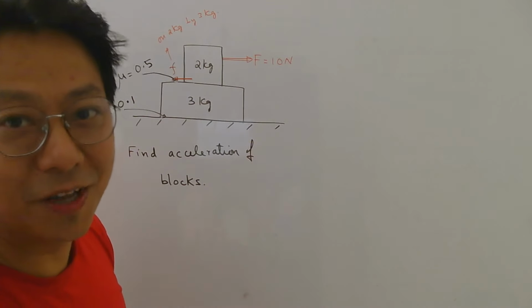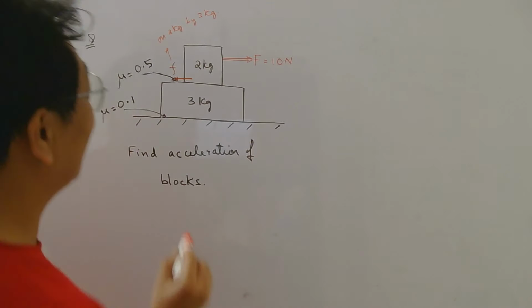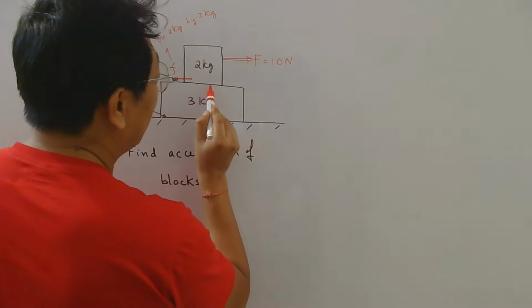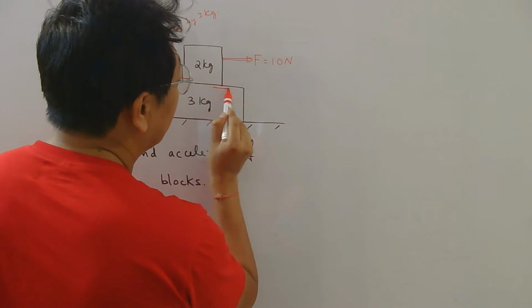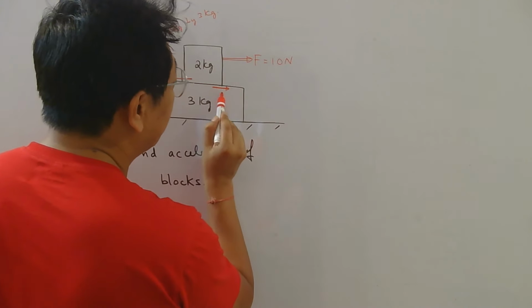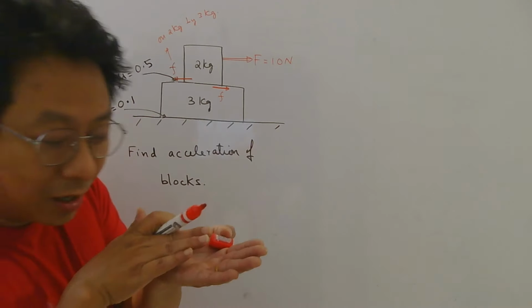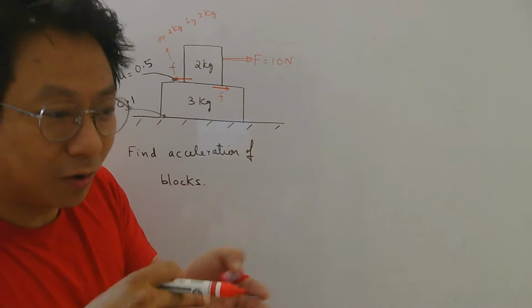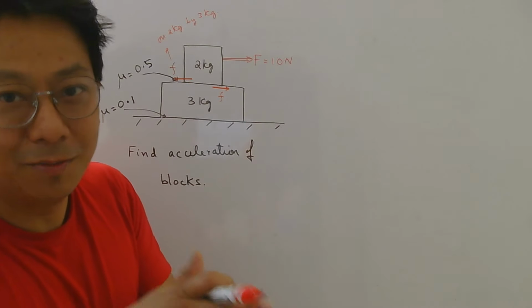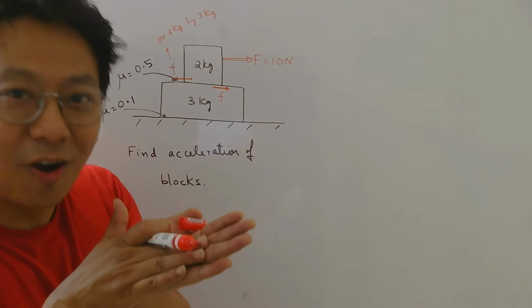Now every action should have an equal and opposite reaction. So the 2 kg block will exert friction on the 3 kg block this way. These two will be the same in magnitude. So when the upper one moves, it will say to the lower one, you also move. I am moving means you also move, right? Because they are in contact.